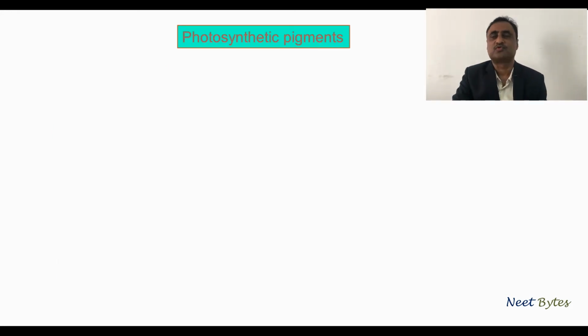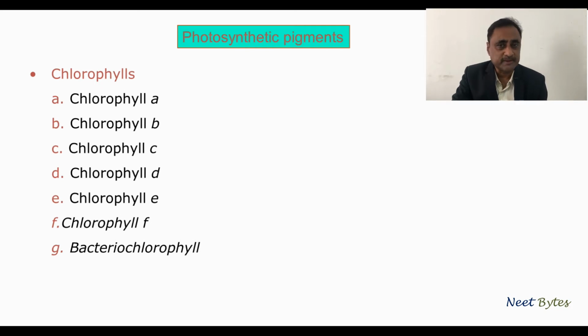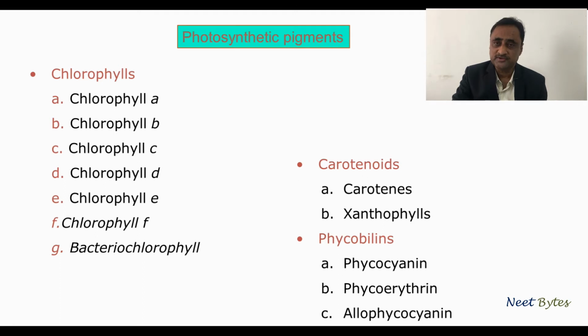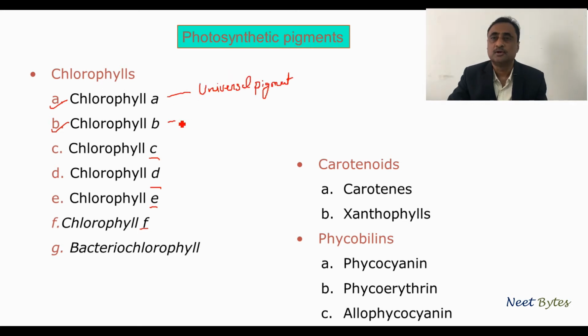Let's talk about the photosynthetic pigments. The photosynthetic pigments can be divided into three categories, what we call chlorophyll, carotenoids and phycobilins, right? Now let's talk about the different types of chlorophyll. It can be chlorophyll A, chlorophyll B, chlorophyll C, chlorophyll D, E, F, right? Chlorophyll A is a universal pigment. Chlorophyll B is found in green algae.